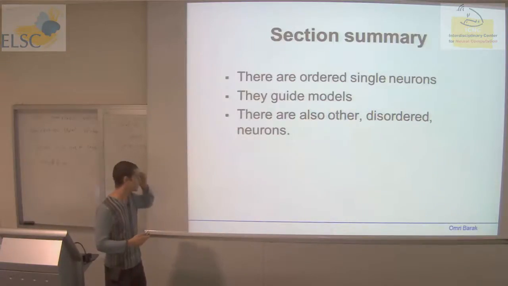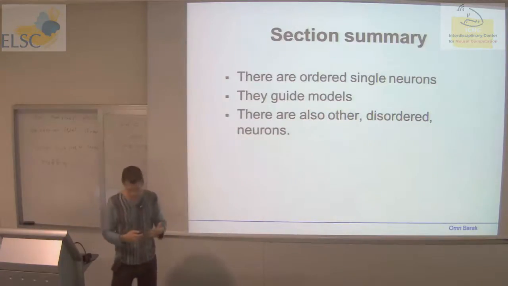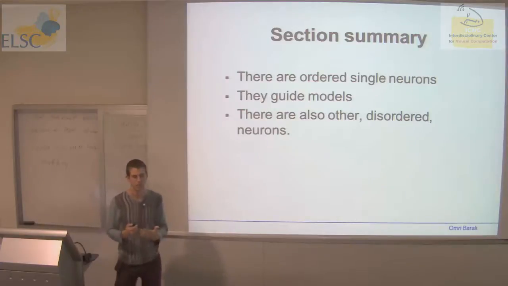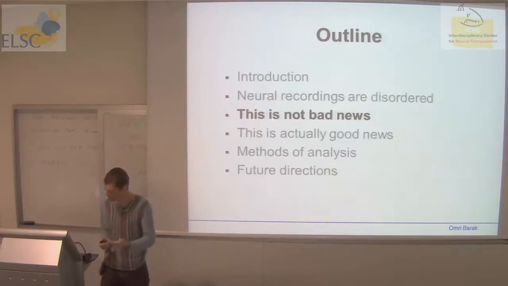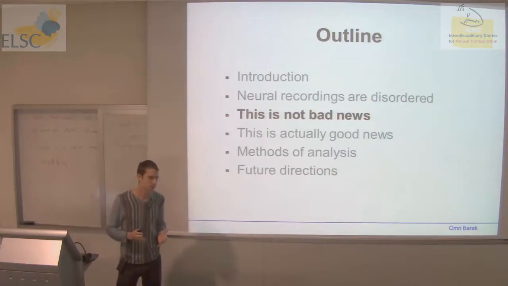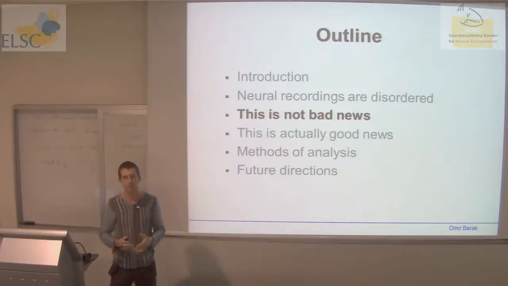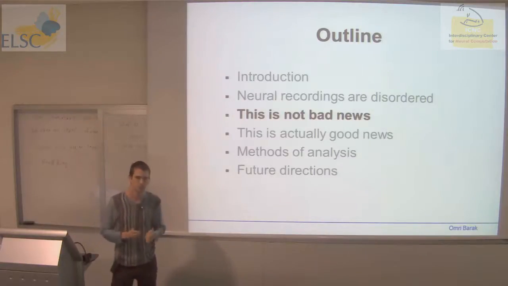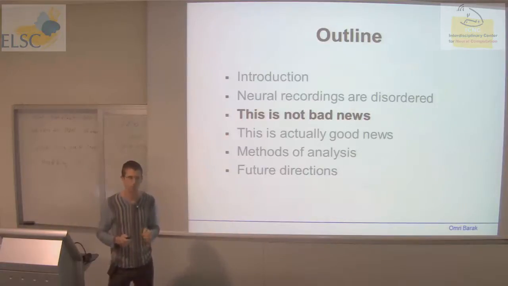And so to summarize this short section, there are ordered single neurons in the brain, and they tend to guide the models we build. But there are also other disordered neurons. And now I want to show you that this is not bad news. And to convince you of this, I would like to take a slightly different approach, and present a machine that was designed and engineered to track the location of people.